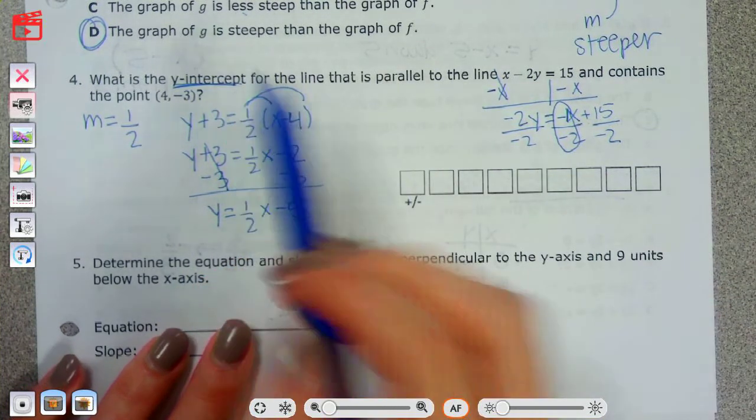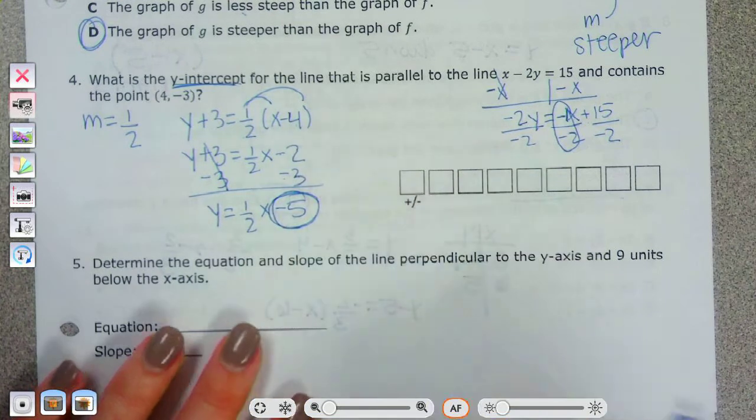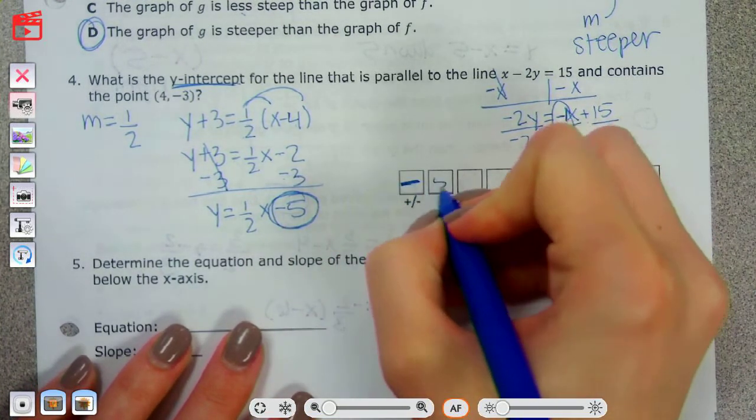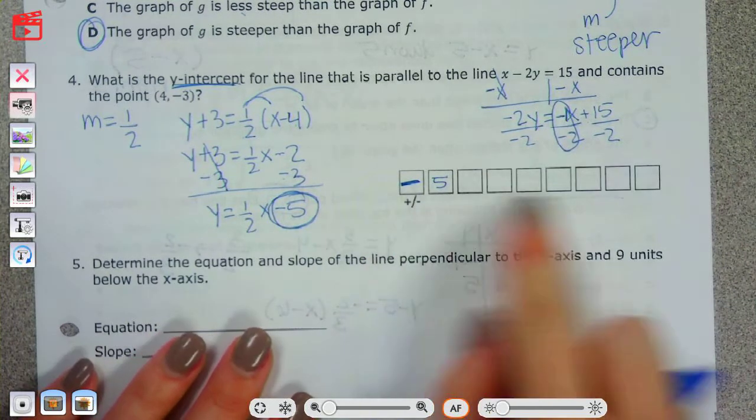And we want the y-intercept, so I'm going to circle this right here. So I know that that's what I'm putting in my box. So don't forget your negative sign. And then I'm just going to put the 5 right next to it. You could honestly put it anywhere.